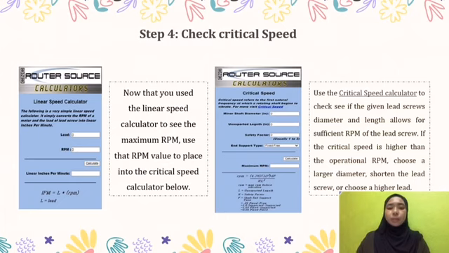Use the RPM value to place into the critical speed calculator. For the critical speed calculator, use it to see if the given lead screw's diameter and length allows for sufficient RPM of the lead screw. If the critical speed is lower than the operational RPM, choose a larger diameter, shorten the lead screw, or choose a higher lead.